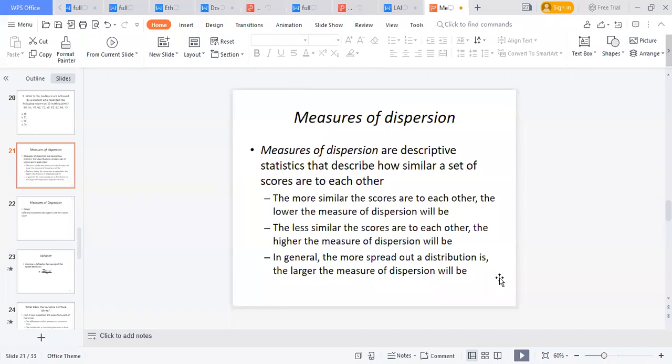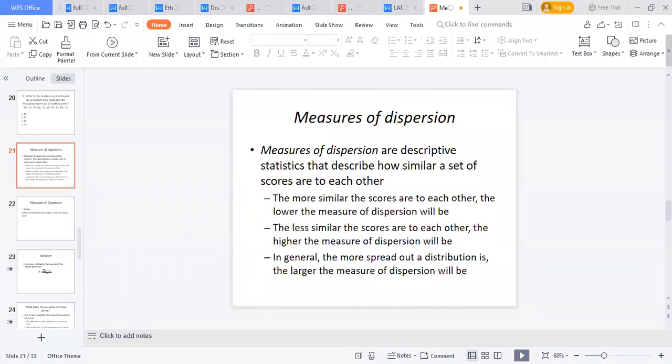So the next part, these are measures of dispersion. Here we're looking at how far away the different values are from the midpoint. Measures of dispersion are descriptive statistics that describe how similar a set of scores are to each other. For example, where we give 2, 2, 2, 5, and 15, how similar are they? How far apart or closer to each other are they? The more similar the scores are to each other, the lower the measure of dispersion.